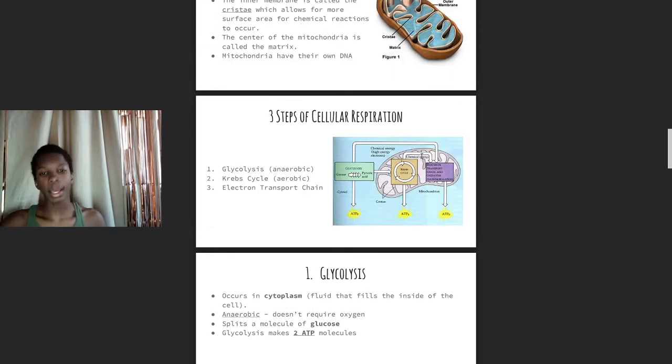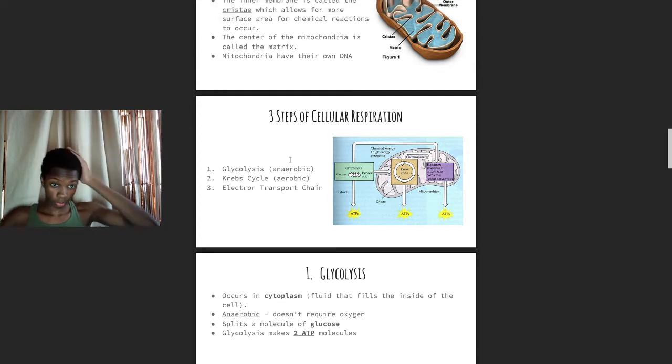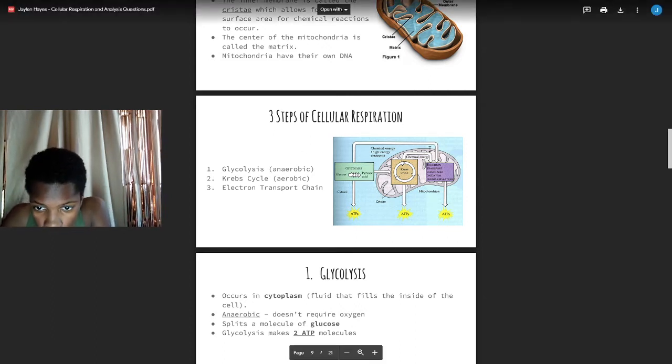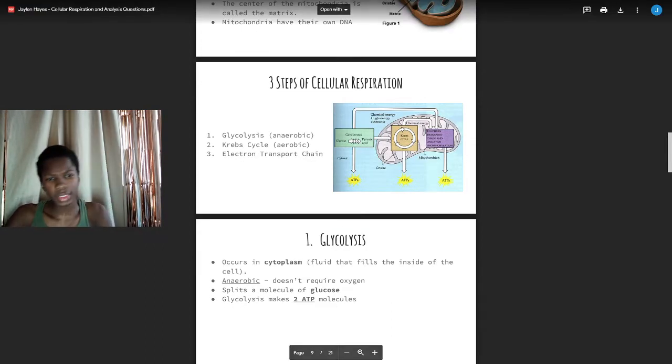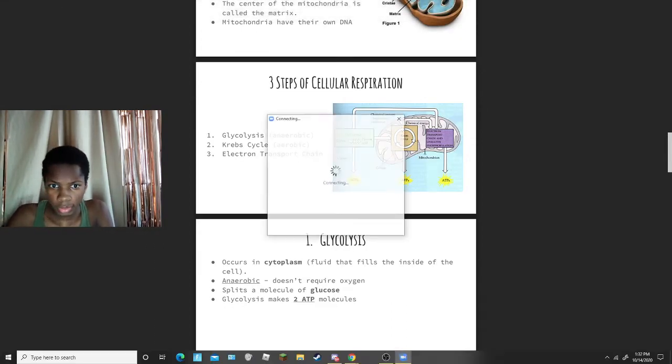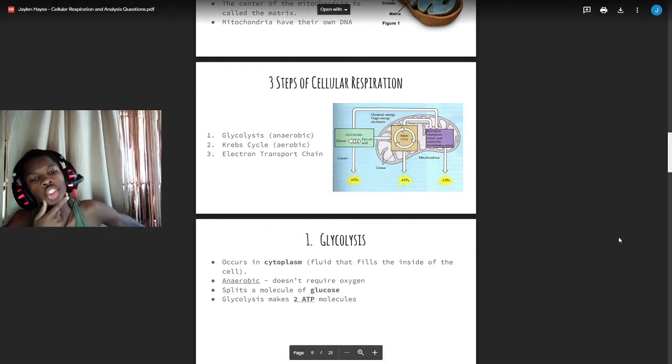Yes. The three steps of cellular respiration. First, glycolysis, which is the anaerobic stuff, which gives energy to the cell. I don't really know how to explain this because I don't really get it either. Hopefully your professor goes over this. Second, the Krebs cycle, which is aerobic stuff. And third, the electron transport chain.